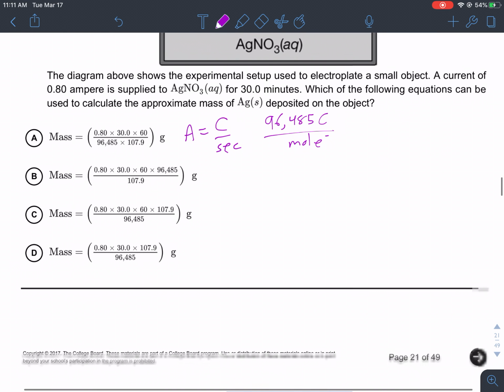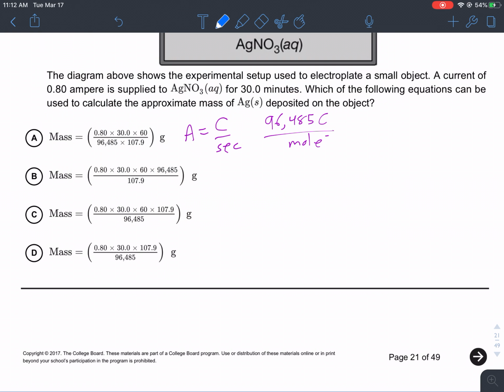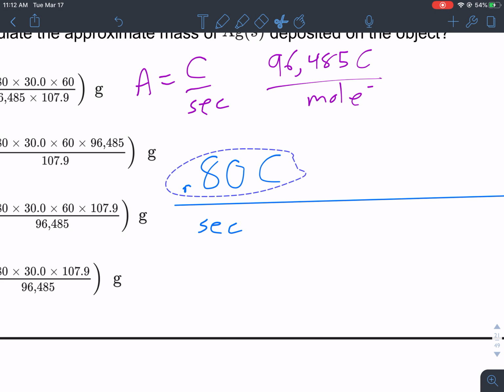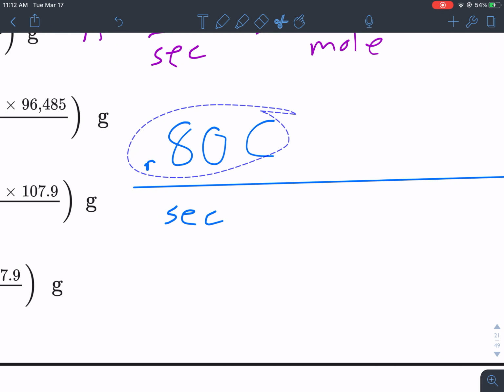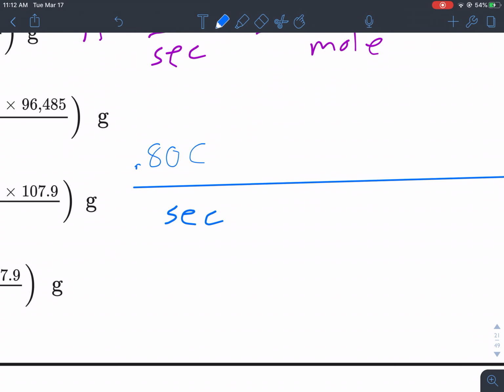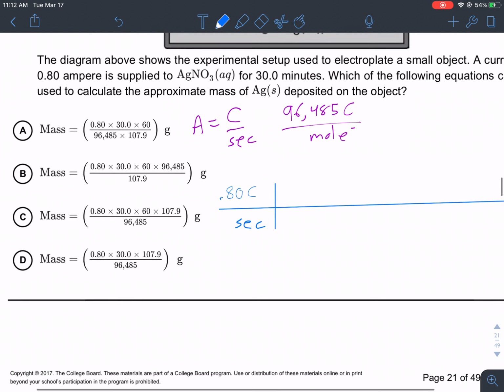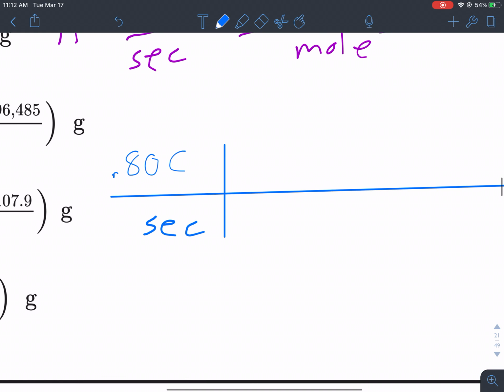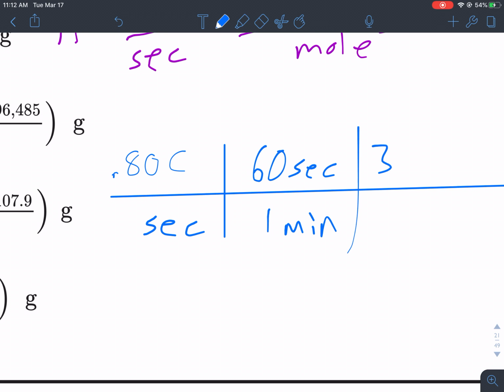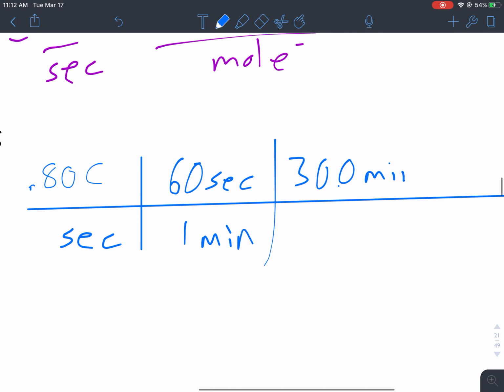All right, let's see what you do. You start with what you have. You have 0.80 amperes, which is coulombs per second. And the other thing that I want you to see is that you're trying to get to grams, okay? So, 0.8 coulombs per second. All right, well, we have 30 minutes, so there's 60 seconds in 1 minute. There's 30 minutes that we have, so that's going to get rid of our time by being able to cancel out all these. That was given in the question, right? Those units are going to go away.